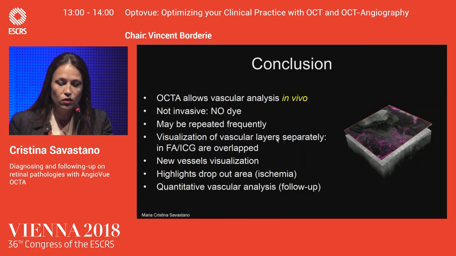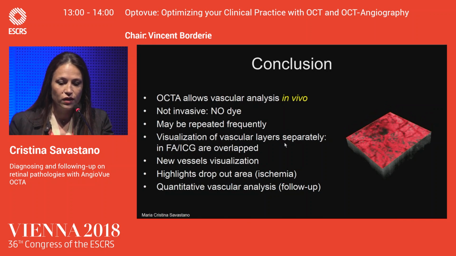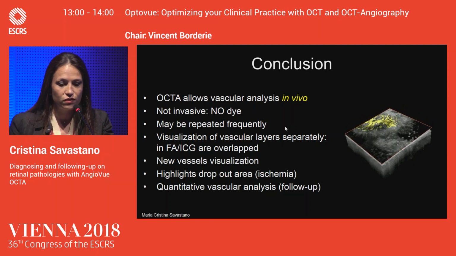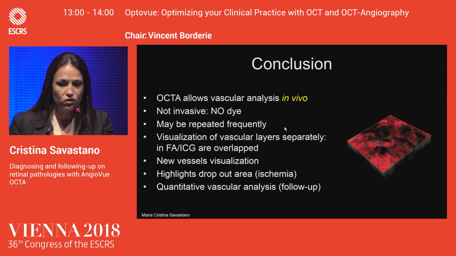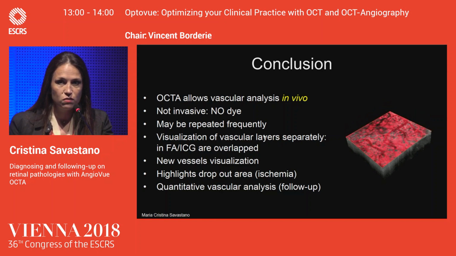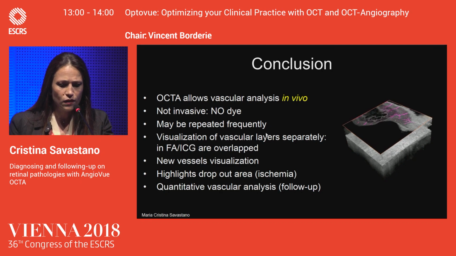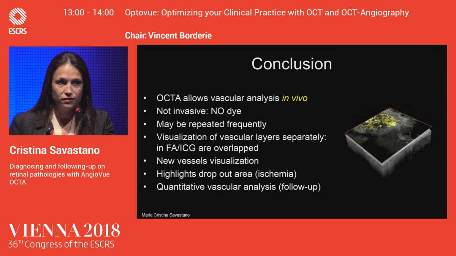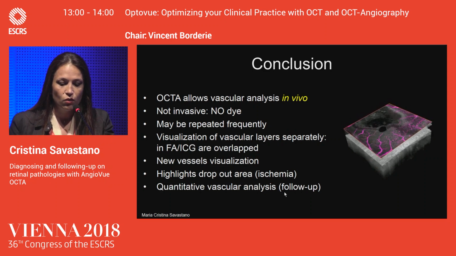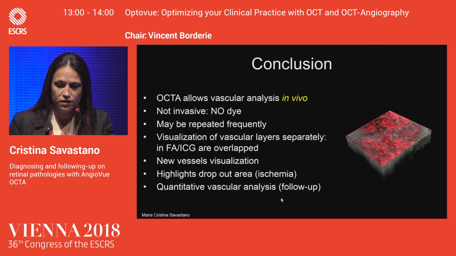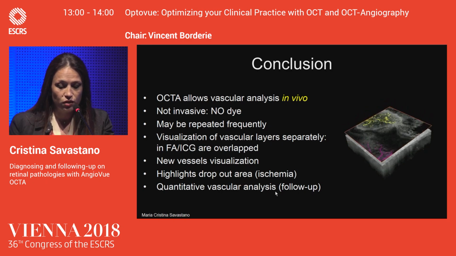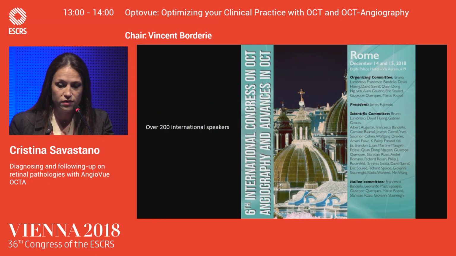So, in conclusion, OCT angiography allows vascular analysis in vivo with a non-invasive method, so we don't need any dye. It may be repeated frequently, with the possible visualization of the layers separately, which are generally overlapped by fluorescein angiography or ICG, with precise visualization of the silhouette of new vessels, with highlighting of dropout areas and ischemia, and quantitative vascular analysis.